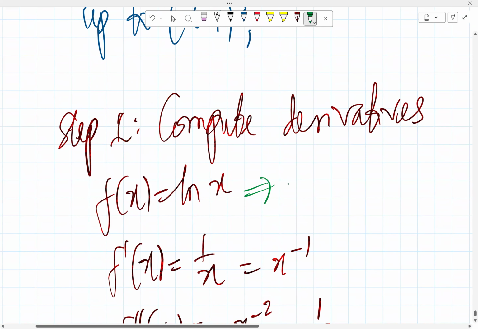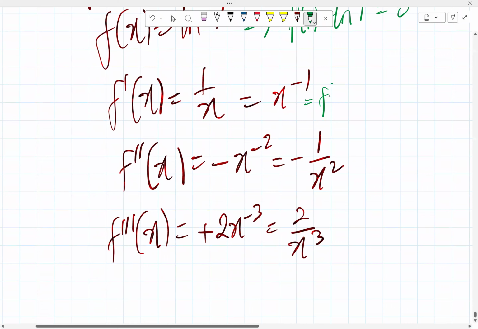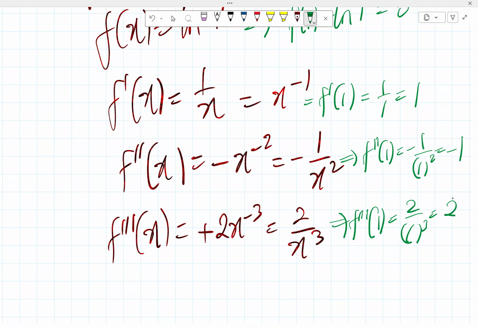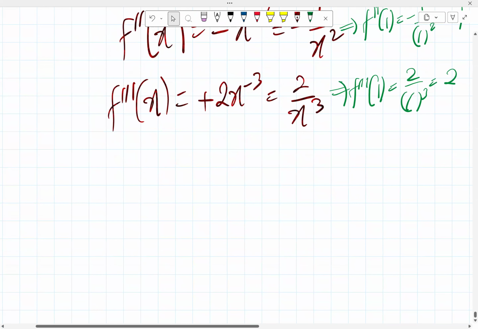We are going to need f(1), which is ln 1, and that is 0. We are going to need f'(1), which is 1 over 1, and that is 1. We're going to need f''(1), which is minus 1 over 1 squared, which is minus 1. We're going to need f'''(1), which is 2 over 1 raised to power 3, and that is 2. So now we apply the Taylor formula.